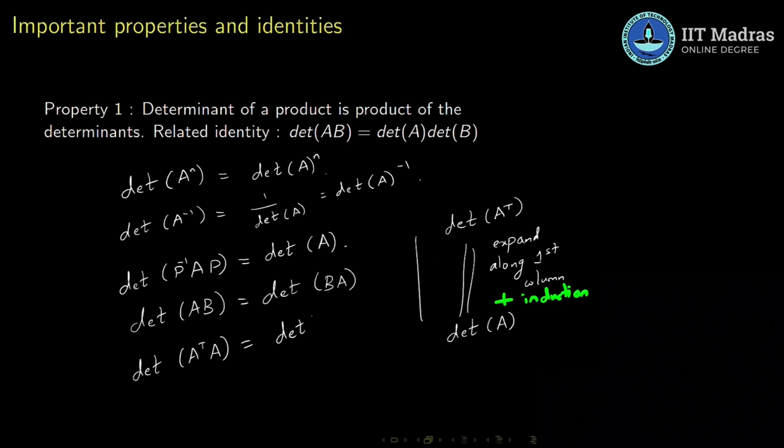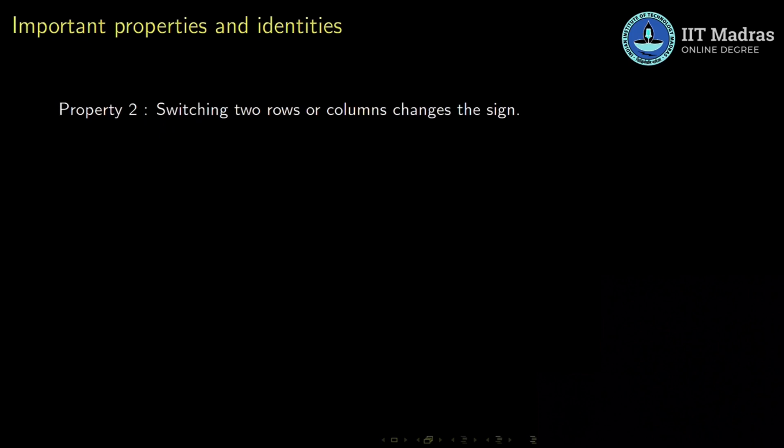So determinant of A transpose A is determinant of A squared. Okay, this might not seem very interesting right now, but maybe at some later point you might find expressions of this type coming up. Okay, so with this long list of interesting observations, let's go on to another property.